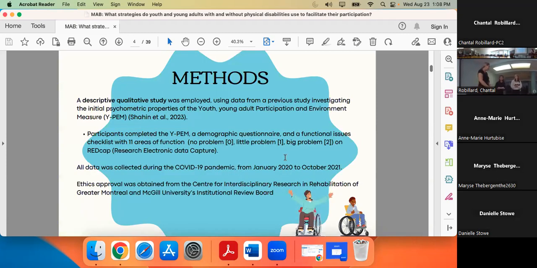So in terms of method, a descriptive qualitative study was employed using data from a previous study that examined the initial psychometric properties of the Youth, Young Adult Participation and Environment Measure, called the YPEM. All the participants had to complete the YPEM, a demographic questionnaire, and a functional issues checklist that highlighted 11 areas of function, where they rated it from no problem, little problem to big problem. That was made on the REDCap Research Electronic Data Capture.